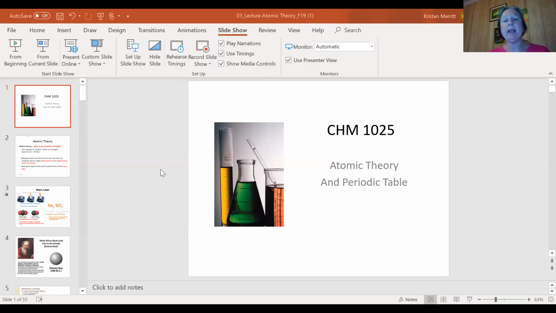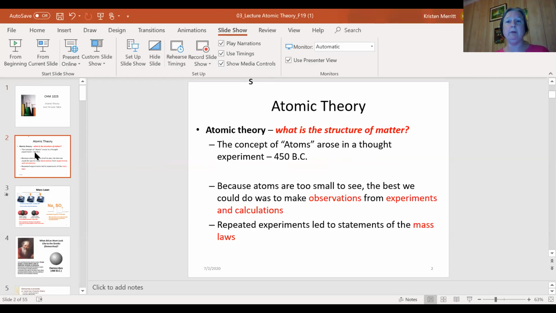So we have a current view of the atom, but how did we get there? It's happened in steps. A lot of steps. We take it for granted that the atom has a nucleus with protons and neutrons, and it has electrons around it in spheres or in specific regions, but we didn't always realize that. So I'm going to go over how we got from there to here.